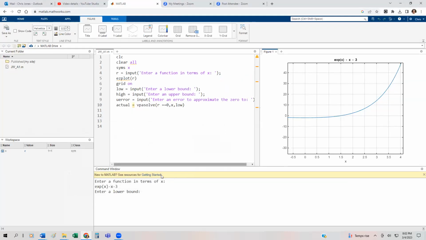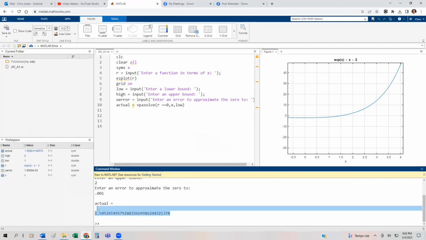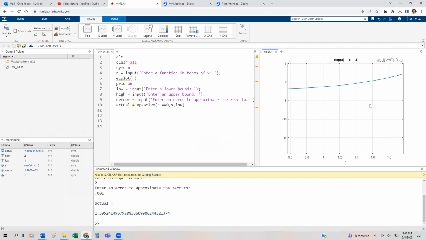So let's go ahead and do that. My lower bound, I'm going to use 1, and my upper bound is 2. And then I'll just say 0.01. And then this is going to be the actual value, about 1.5. And if we kept zooming in, we could clearly see that 1.5 is a really good guess for our 0. So at least that makes sense.